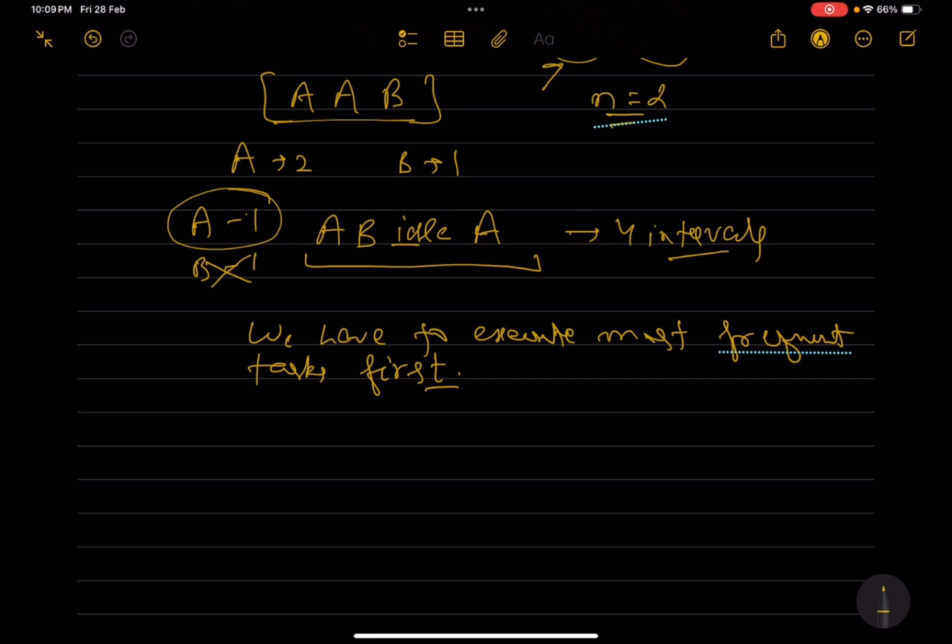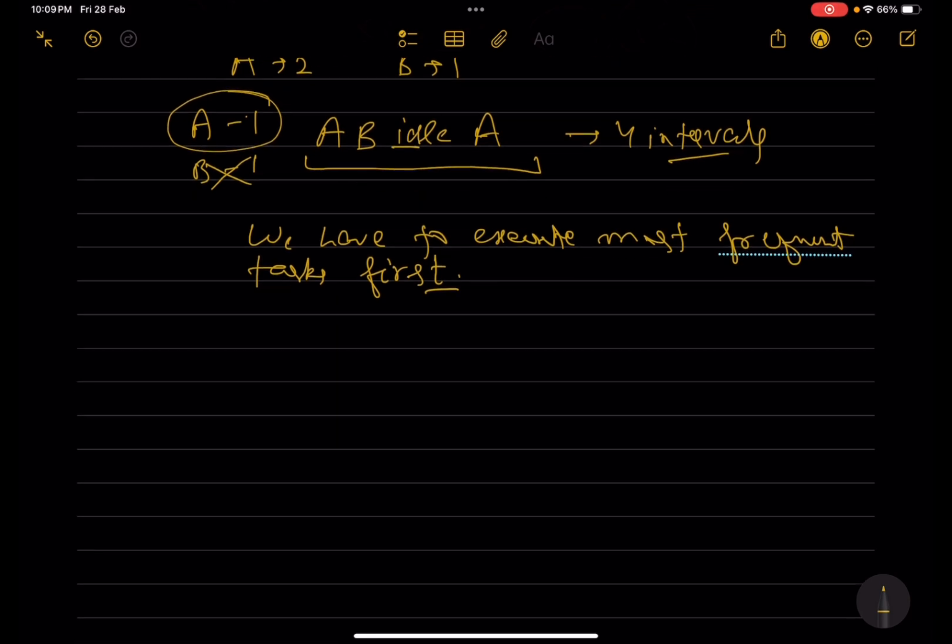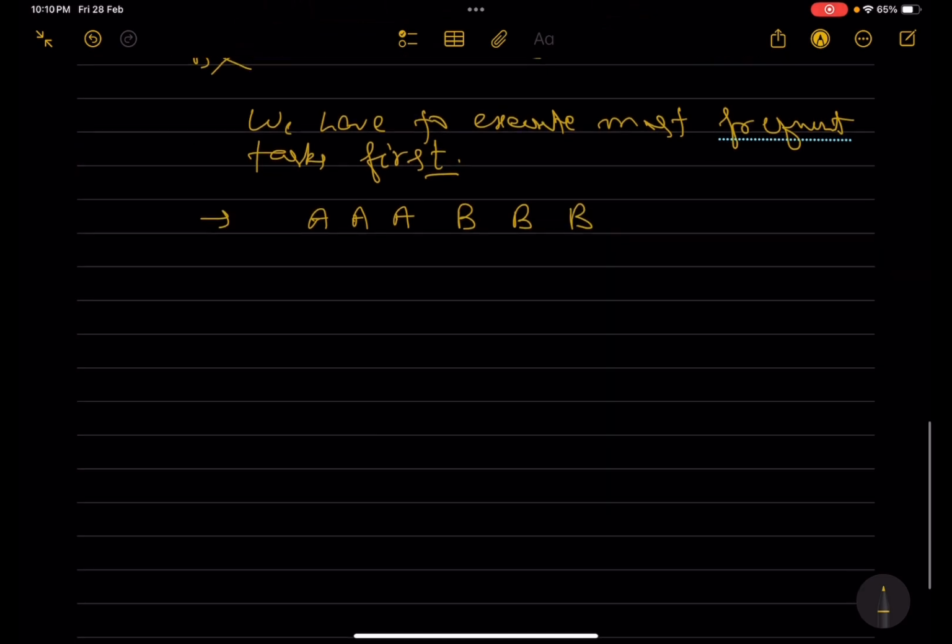Now let's try to come up with some mathematical logic. Let's consider we do have 3 A's and 3 B's with n equal to 2. That means there have to be 2 intervals between two same tasks.